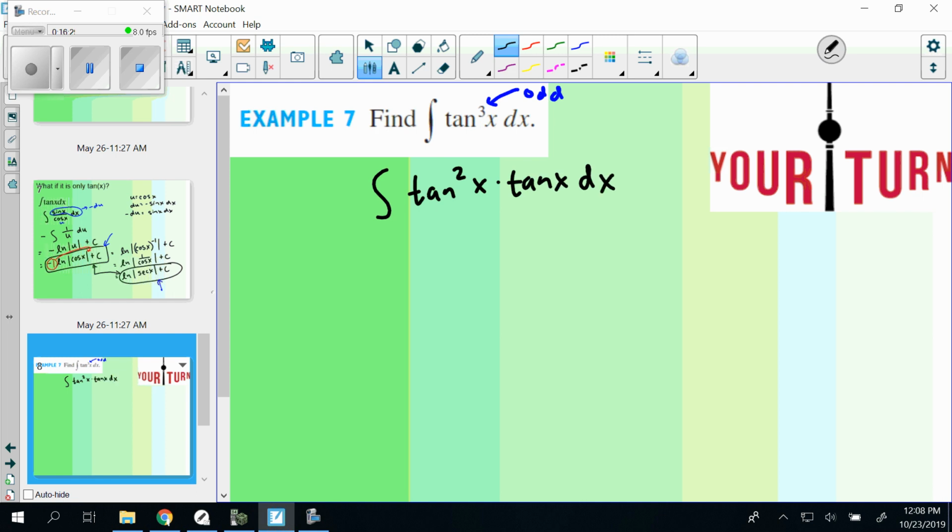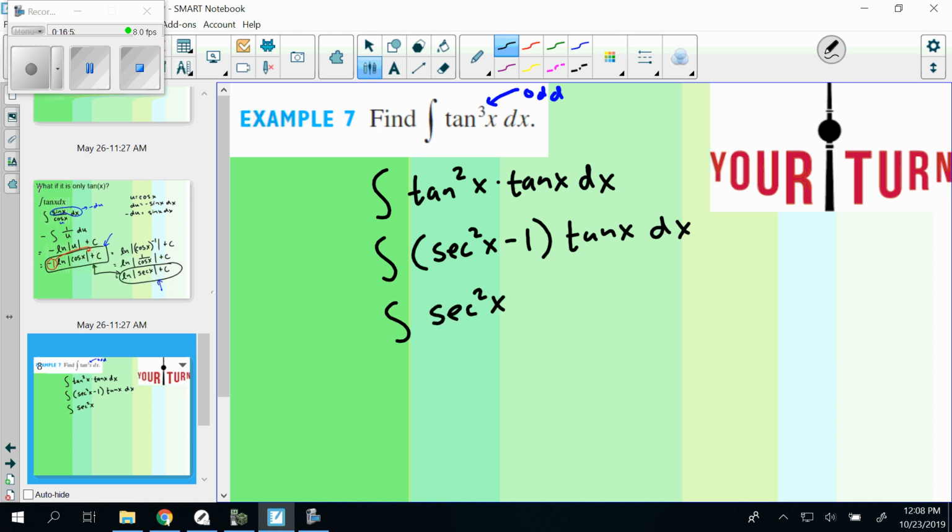And we could use that trig identity again in for tangent squared. So we know tangent squared is the same as secant squared minus 1. And it would still be times the second tangent out here. Let's distribute. So if we distributed, now we got secant squared x tangent x minus another tangent x because we're distributing. So we got that second one there. Well, how do we do this one?